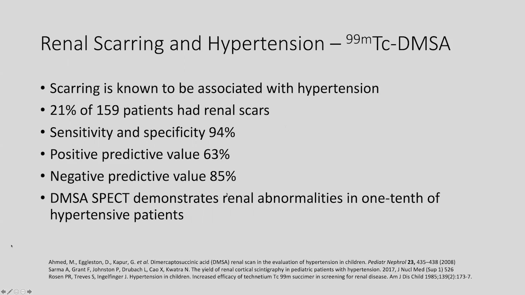And the DMSA, in this population of 159 patients, demonstrated abnormalities in 1/10 of hypertensive patients. So it's a good tool in the armamentarium to determine if hypertension is caused by renal abnormalities.